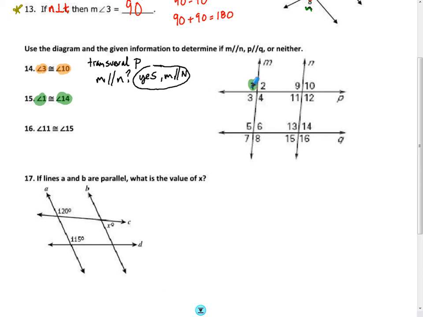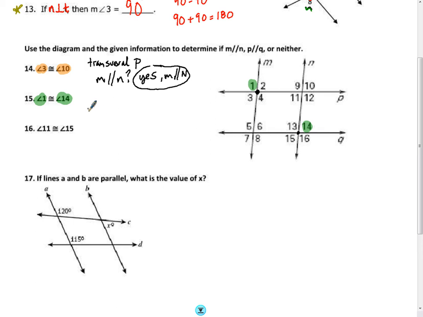And when I go ahead and click at the vertices, angle 1 is formed between lines M and P, and angle 14 is formed between the lines N and Q. And since there's no transversal, no line that they share, neither sets of parallel lines could be proven parallel in this case.